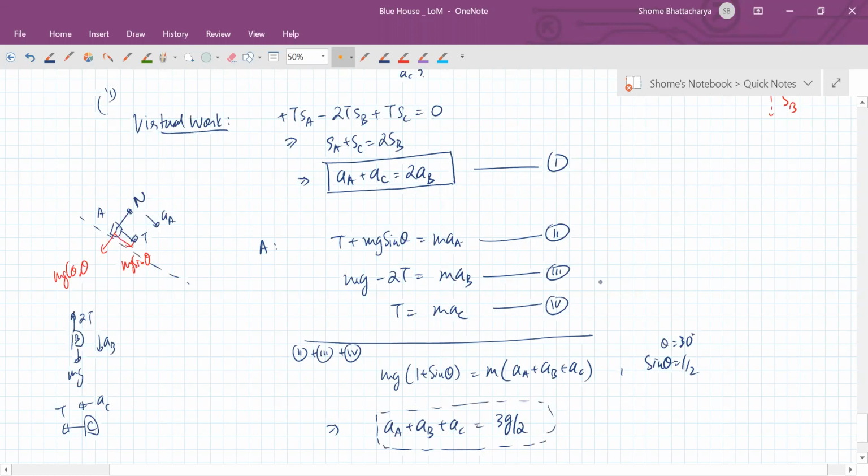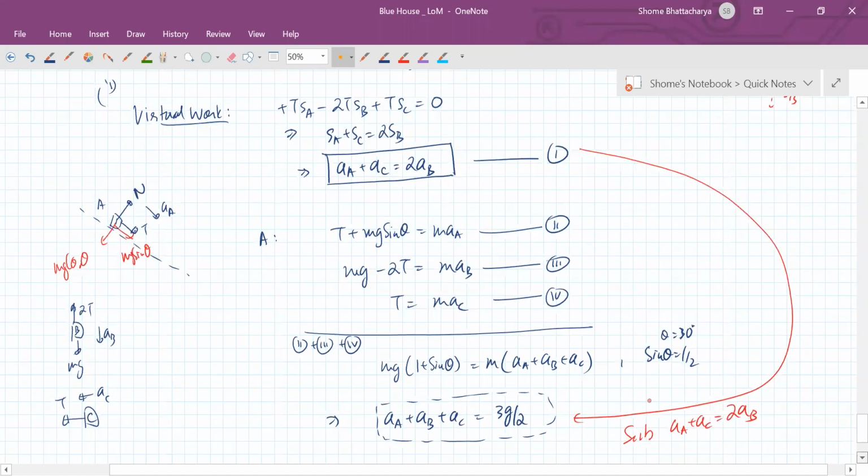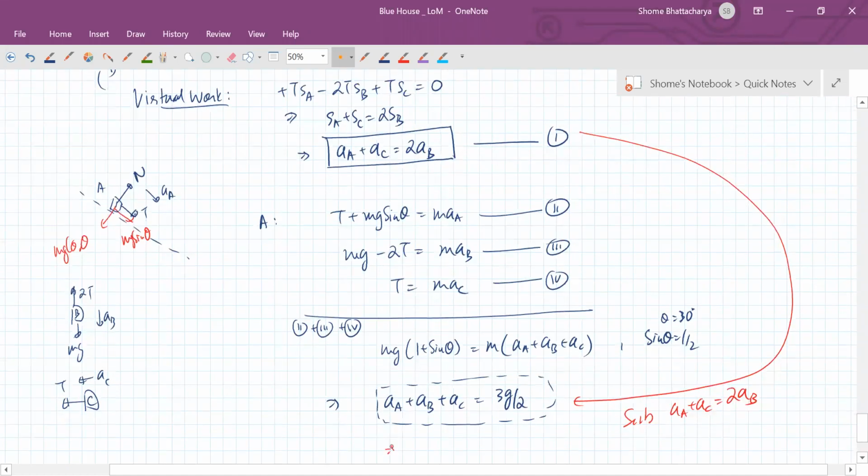Now in this, what you do is you substitute from this, acceleration of A plus acceleration of C as 2 times acceleration of B. So on doing that substitution, you'll get 3 times acceleration of B. So acceleration of B comes out to be g by 2. Okay. Then substitute this in equation 3. Achha, write down up to here first.